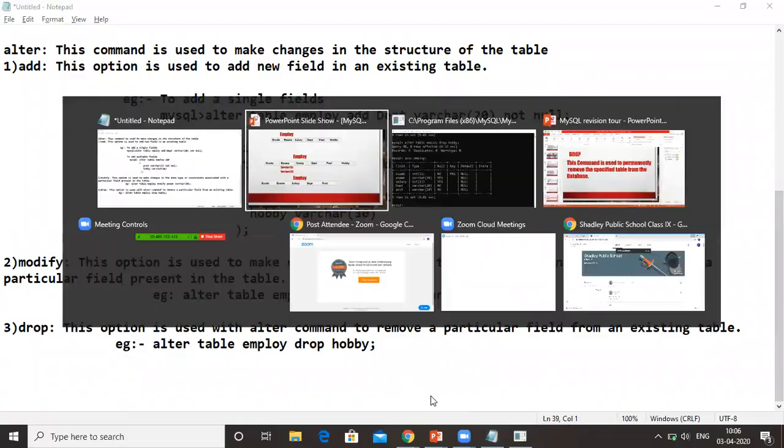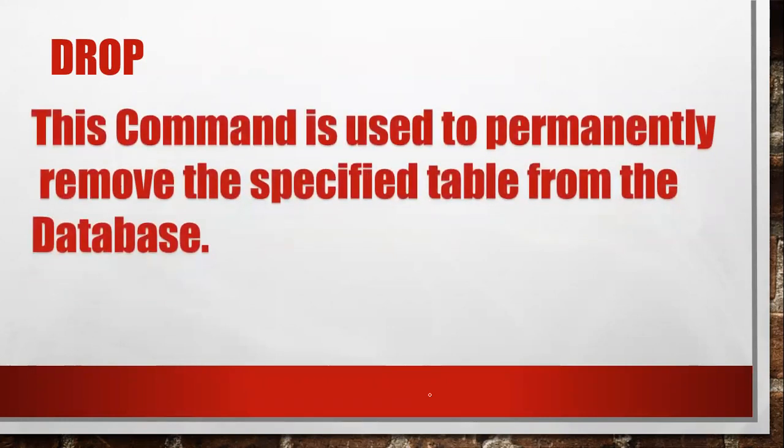Now the last command we are left with is drop. A question arises in your mind that drop is already done, but there is a drop command other than the alter, because we use the drop command in two ways. One with the alter, and another way in which drop is used individually. This command is used to permanently remove the specified table from the database. Suppose I want to remove a particular table completely from my database, then I will use this drop command.